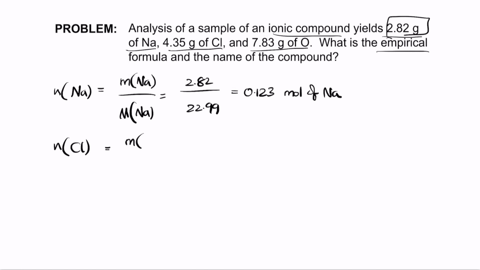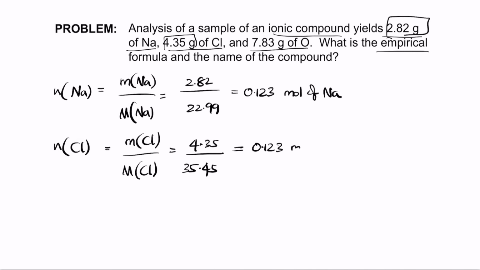Next we want to find the number of moles of chlorine. That becomes the mass of chlorine by the molar mass of chlorine. The mass of chlorine in the problem is 4.35 grams, so 4.35 over the molar mass of chlorine, which is 35.45. When you calculate, the number of moles becomes 0.123 mole of chlorine.